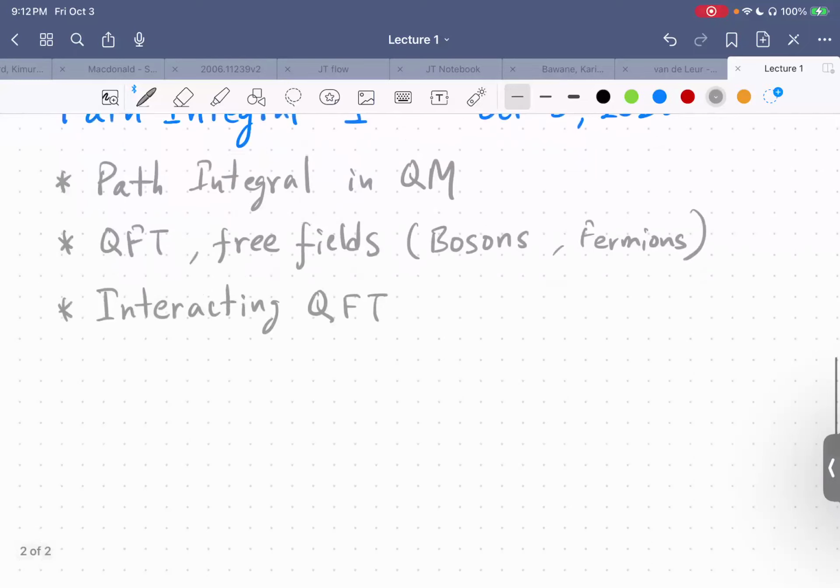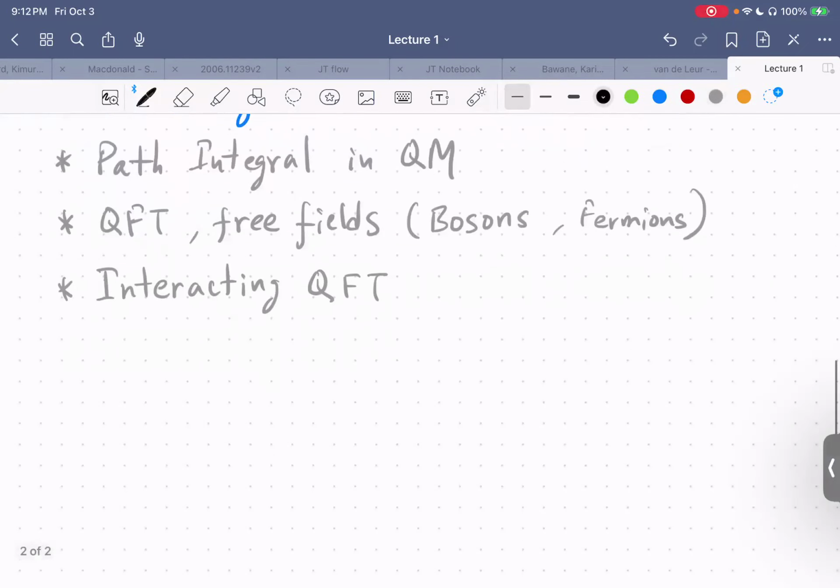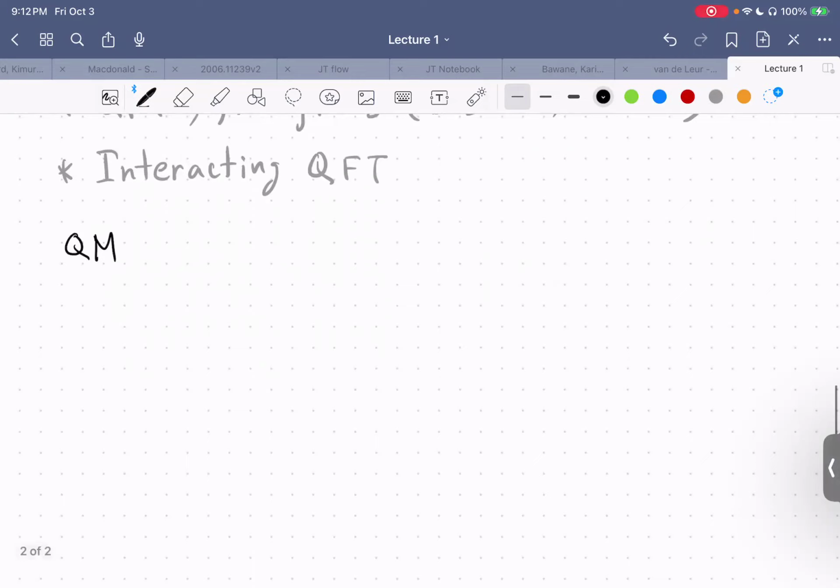So, as I said, we are starting with quantum mechanics, and particularly simple quantum mechanics at that. So it's just going to be a single particle on a line.